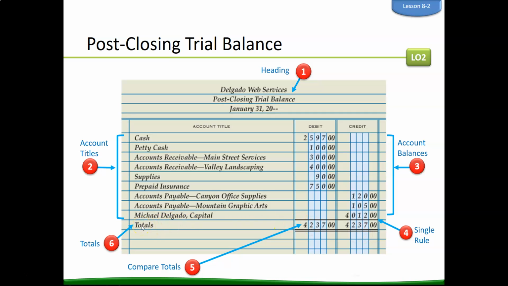You'd put totals here, and then you'd put your double rule down here. So you only want to put the double bottom border if they are in fact equal to one another.